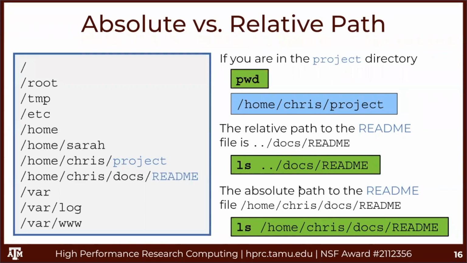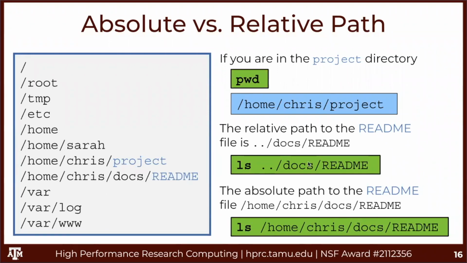So relative path is with respect to a given directory, where is my current file or my current directory. So the readme file, if I want to find the relative path to readme, that is going to be go 2 steps back. That's what this double dot means. In the previous directory, go to the docs folder, and there you will find the readme file. So this address is a relative address because it is relative to the directory. And if we do this ls /home/chris/docs/readme, that is its absolute path. This is the absolute path for the readme file.